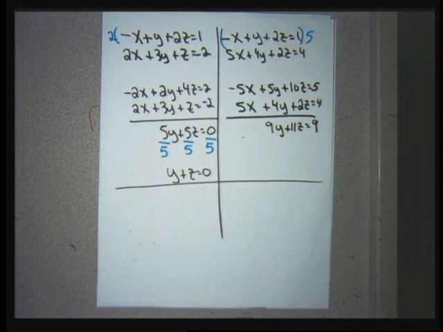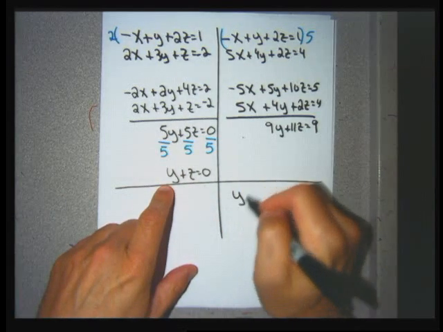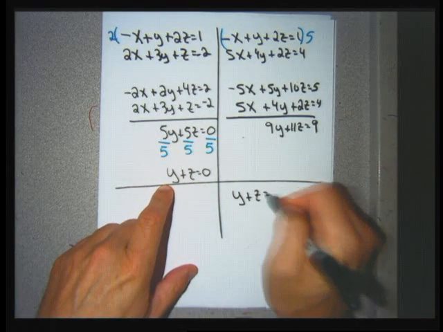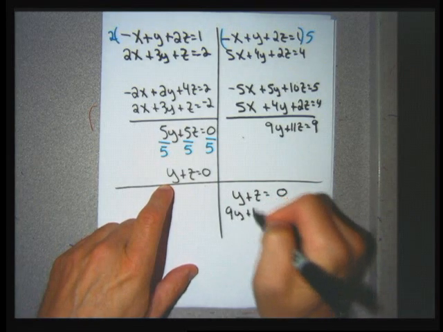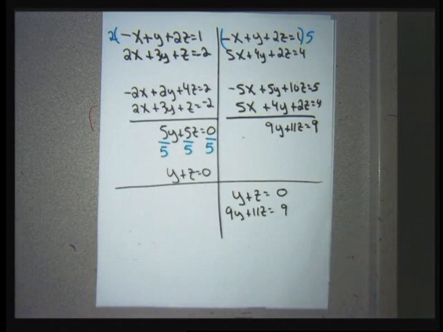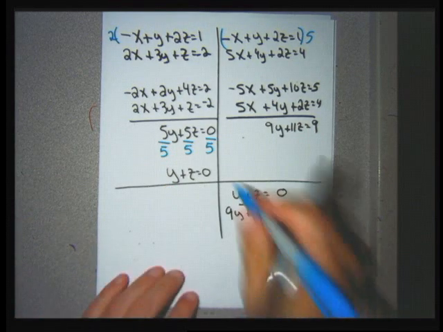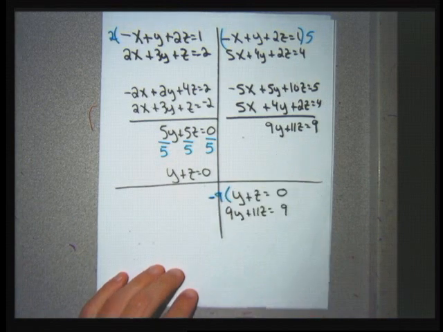Now I'm going to stack these. I shouldn't have had this line go so far. Specifically, I'm going to stack y plus z equal to 0 on top of 9y plus 11z equals 9. I want to drop out a letter, use the elimination method. I'm going to make a negative 9z. I'm going to multiply this top equation by negative 9.